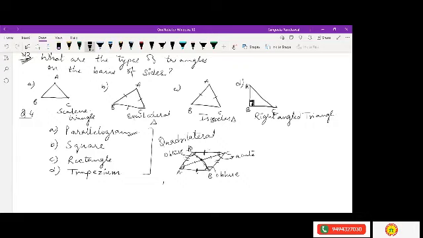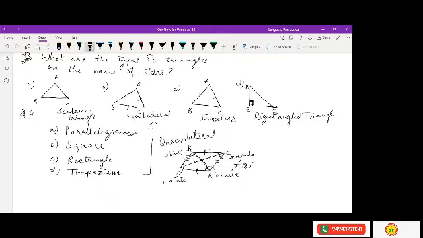This angle is acute. Okay. So what do I observe here? That if I add these two angles, acute and obtuse, I get the sum to be 180 degrees, you know.